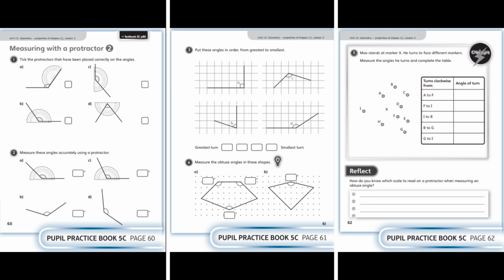I really like today's challenge, question number 5. It's pretty straightforward once you realize what it wants you to do. Just a quick tip. Since it's asking you to measure his turns and he's always going to be standing at X, whatever letters he's turning from and to, you need to connect them to the X. So for example, the first one, he turns from A to F. You need to connect A to the X that he was standing on, and you need to connect F to the X that he was standing on. That forms the angle that he turned. So all you'll have to do once you've drawn those lines is measure the angle that he turned, and then you can fill it in.